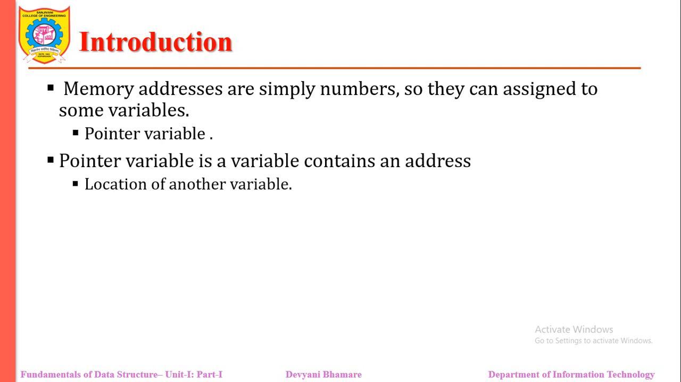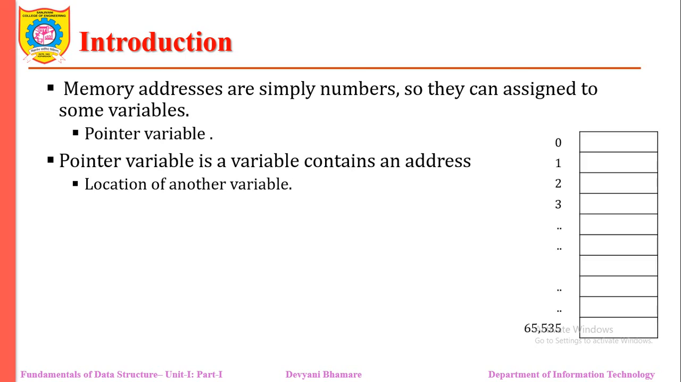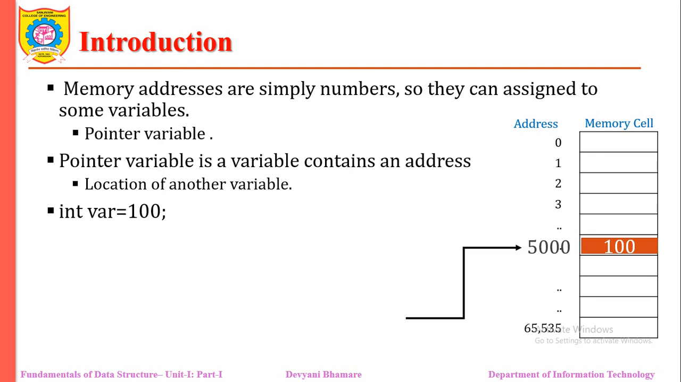Pointer variables are variables which contain the address of another variable, meaning they contain the location of another variable. When I declare int var = 100, the compiler allocates the location. Assume its location is 5000. Then we can have a reference to that 5000 with the help of one variable, say ptr. What is the content of ptr? The content of ptr is 5000. What is 5000? 5000 is the address of the variable var.